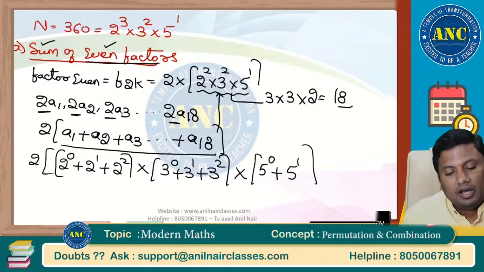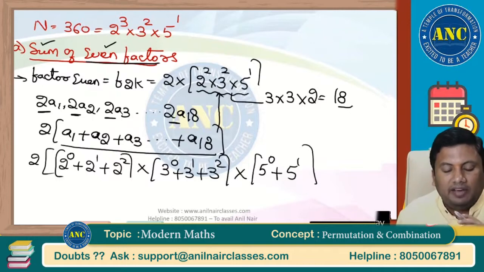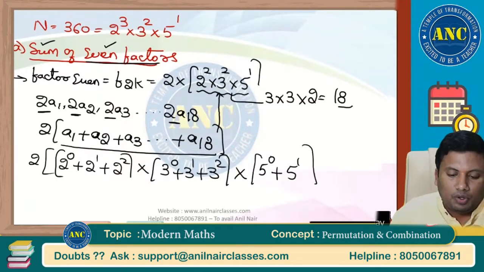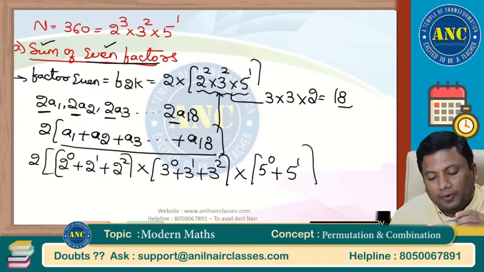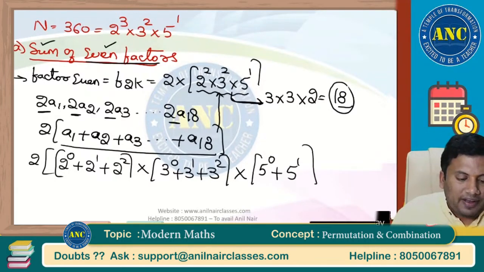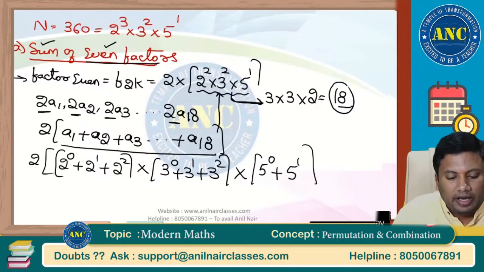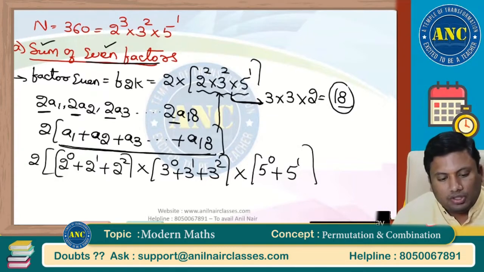Again I am explaining. Sum of the even factors: first I found out the factors which are even. Any even number is of the form 2k, 2 into the remaining, which is 2 square into 3 square into 5 power 1. So 3 into 3 into 2, total 18 even factors I got. Even factors are of the form 2a1, 2a2, 2a3 and so on up to 2a18. Take 2 common. These are nothing but the sum of the factors. From where we got 18? From this number: 0 to 2, 0 to 2, 0 to 1.